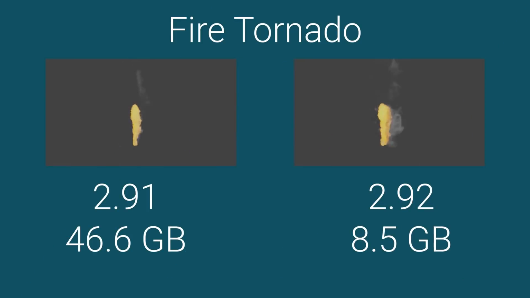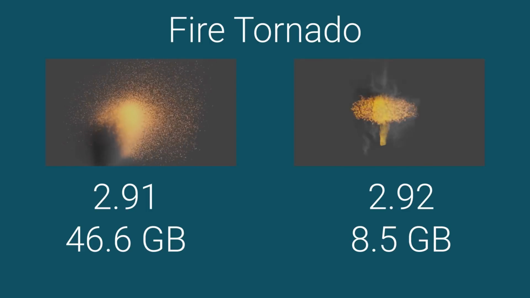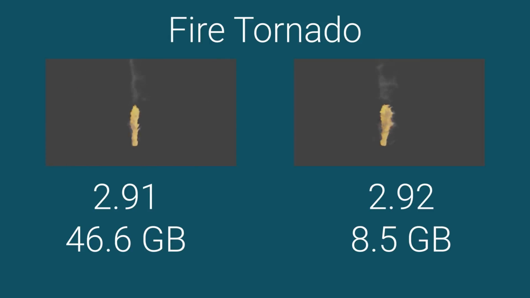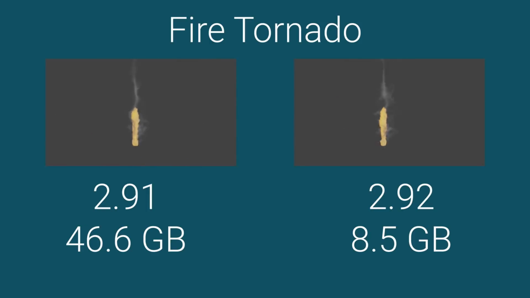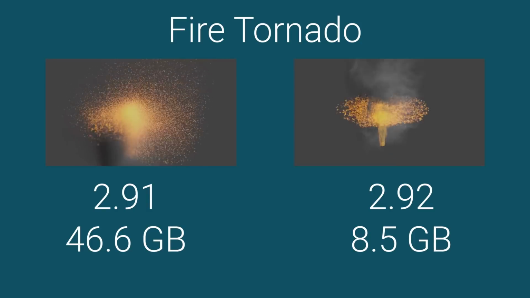Now this tornado only baked up to frame 165 in 2.92 before it crashed. It is a beta version, so that's understandable. So I just deleted all of the frames past that in the 2.91 cache to get our representation. Comparing these two, we can see a massive difference in size, going from almost 47 gigabytes in 2.91 to a nice and clean 8.5 gigabytes in 2.92.